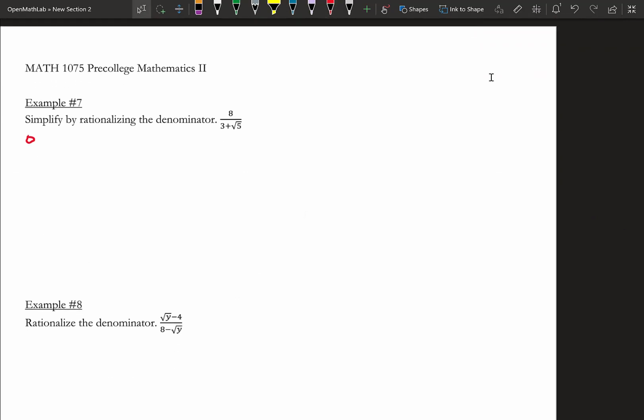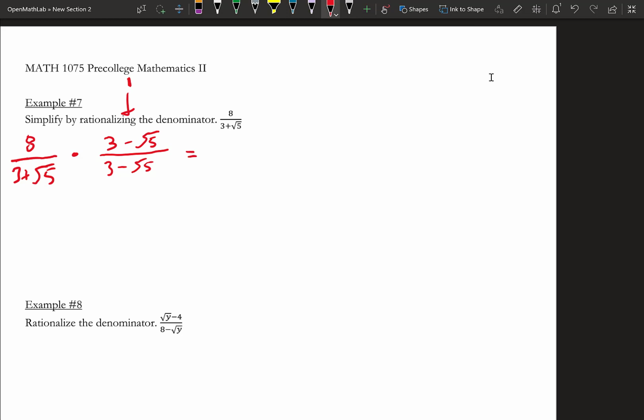So the very first one, I have 8 divided by 3 plus the square root of 5, right? So I want to get rid of the radical in the denominator. So remember, we're going to use this idea of multiplying by the conjugate, right? So the conjugate of the denominator, which is 3 plus radical 5, is 3 minus radical 5. Just change the plus to minus, right? And then I have to multiply by the same thing in the top, right? So that way, this part is just equal to 1. Then I'm not changing the problem, right? I'm getting the same problem.